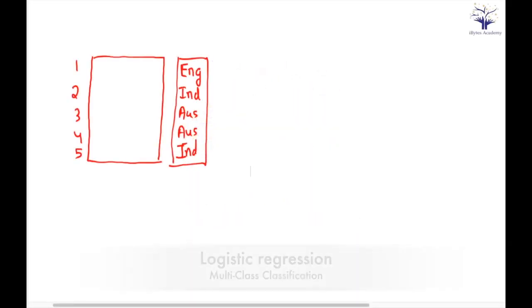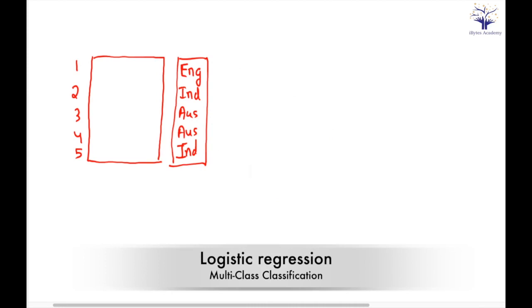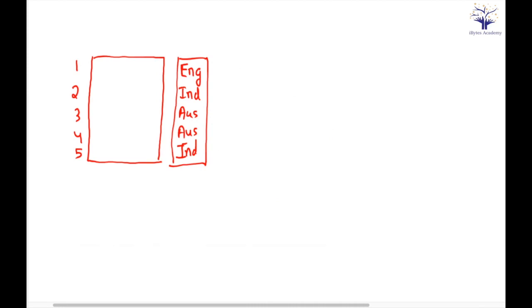Hi, now that we already know how to perform binary classification, in this session I want to discuss multi-class classification. That is when we have more than two classes. Let's consider an example. If there is a tournament to be played between India, Australia and England, and we have to build a machine learning model which is able to predict who is going to be the winner, right? So our winner can be one of England, India and Australia. So there are three classes, right?